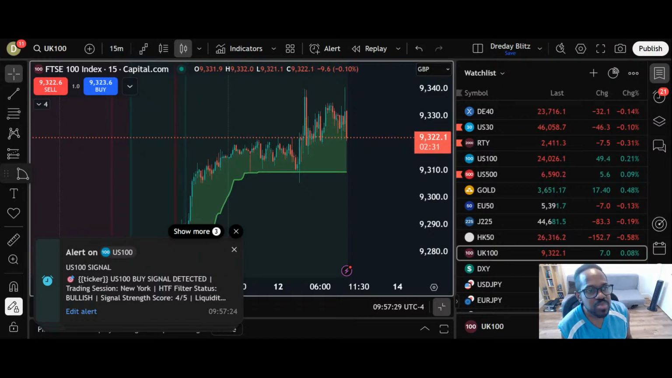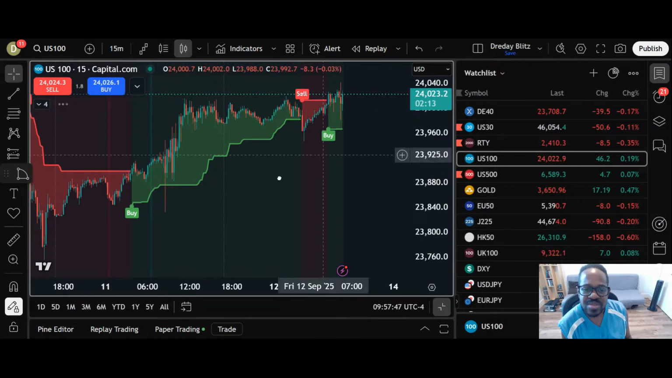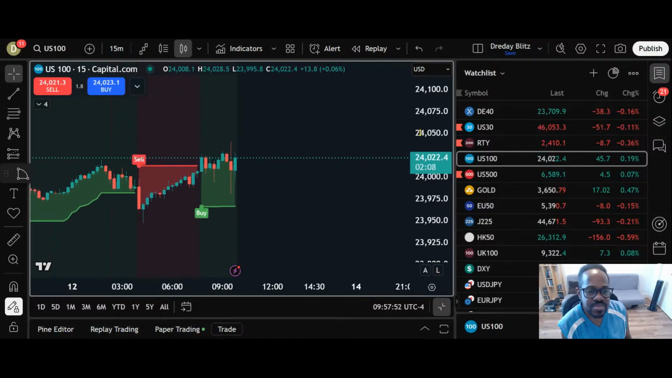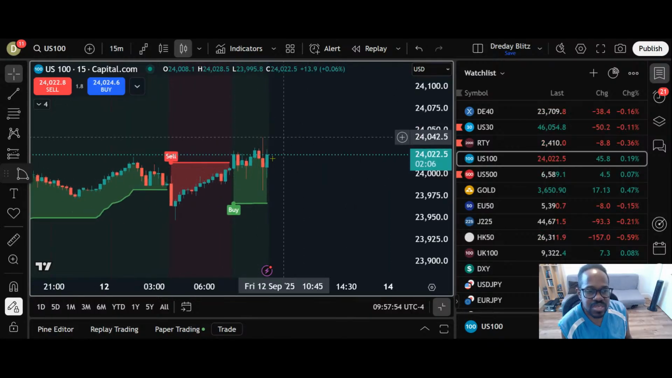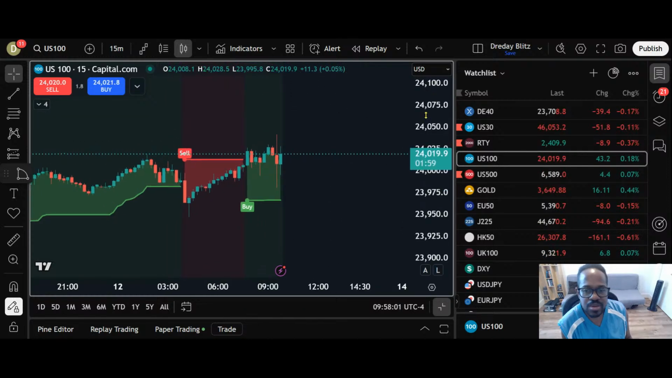So Nasdaq is a buy right now. We just got a buy on Nasdaq. So let's go on Nasdaq. Currently it's bullish here. We just got some institutional liquidity coming in on the upside.